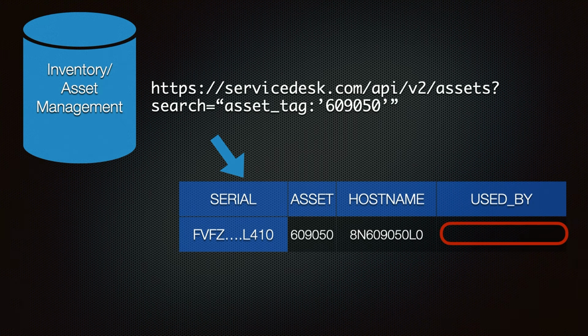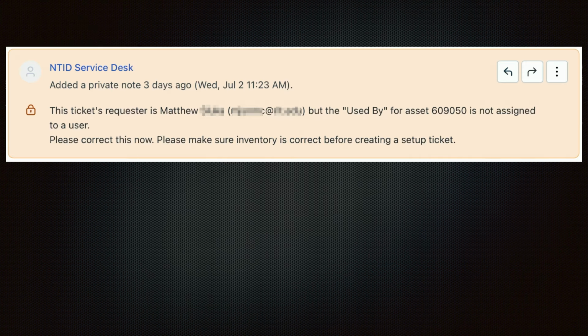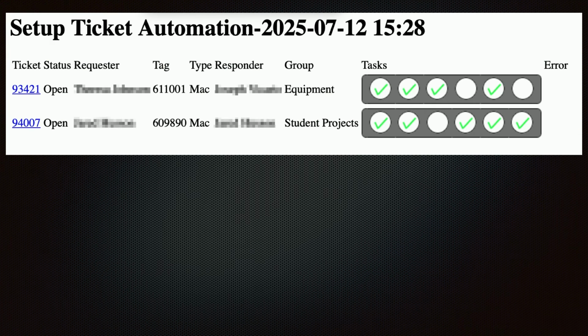Inventory says that this asset is not assigned to a user. While I could have just pulled the requester information from the ticket, we felt that updates to assignments in inventory should be a conscious thing done by a human. So we add a note explaining what's wrong and reassign the ticket to the person that created it. I even made myself this nifty little dashboard so I can see at a glance the status of all our setup tickets.